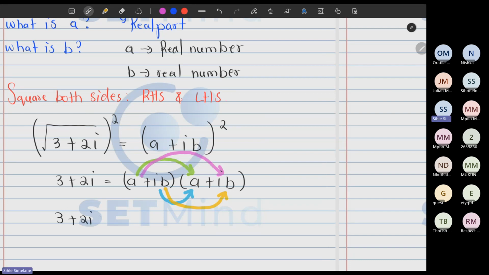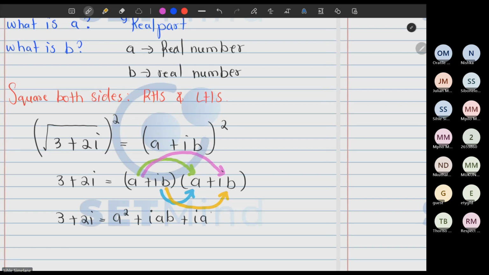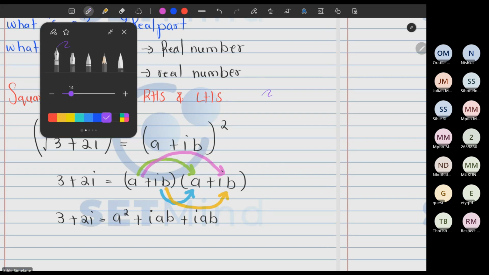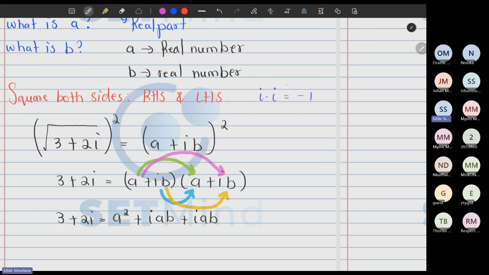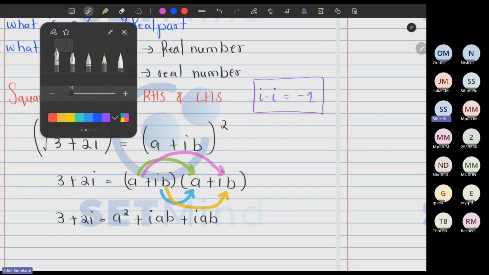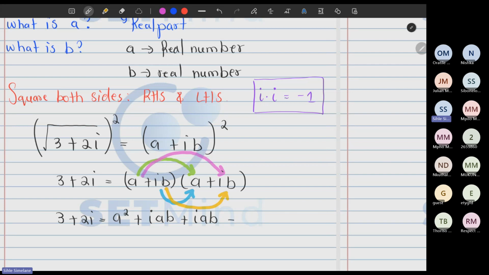Okay, so let's quickly do our multiplication. We have 3 plus 2i equals, let's look at the green: a times a, which becomes a squared. Then the pink arrow: plus a times ib, which means we have i ab. Then the blue arrow: ib times a, which simply becomes i ab. And then the orange arrow, not sure if that is orange or gold: ib times ib. What I want to remind you is that i times i is -1. It's very important that you do not forget that, because when we do ib times ib, we'll have a negative, and then b times b gives us b squared.